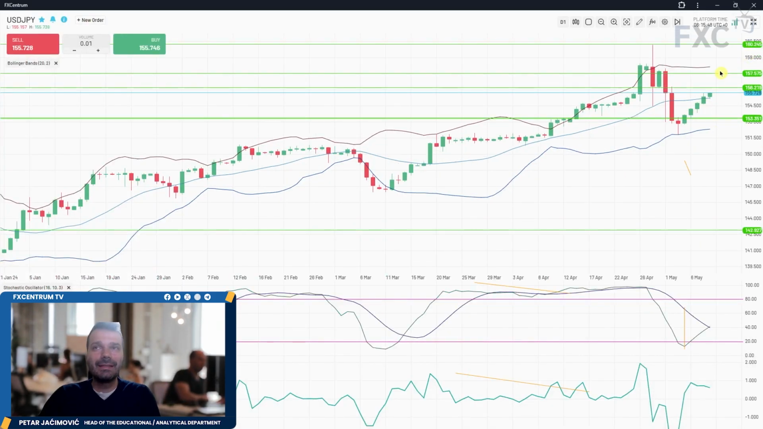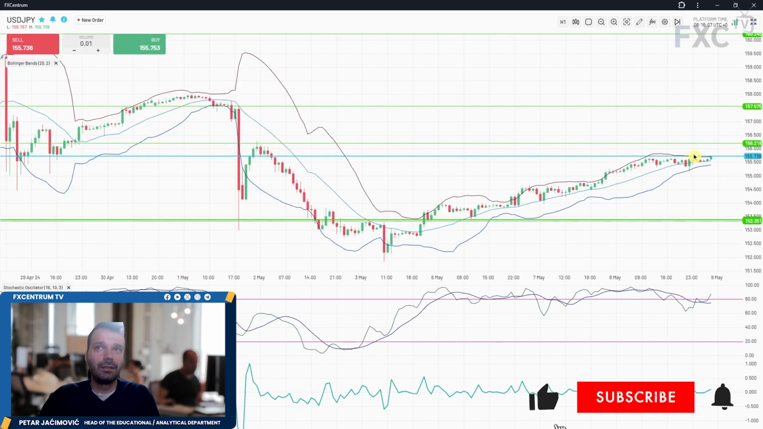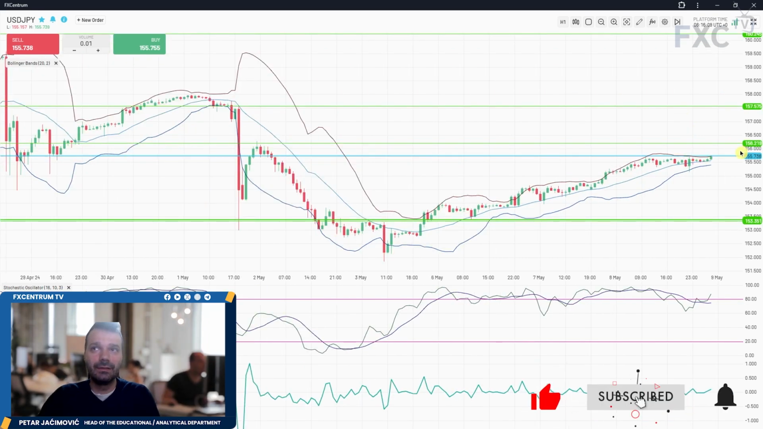On the USD Japanese yen, this trade idea from this week is progressing very well. This is something that I have posted when the market was around this area here. So when the market was around 154 or so, now it's already 155.73, and it's getting closer to our first objective at 156.20, and then the secondary objective will be 157.57.